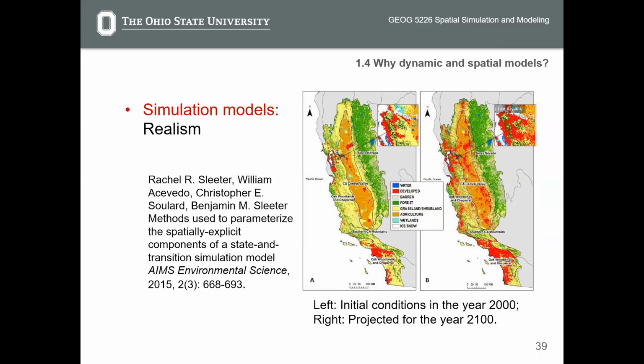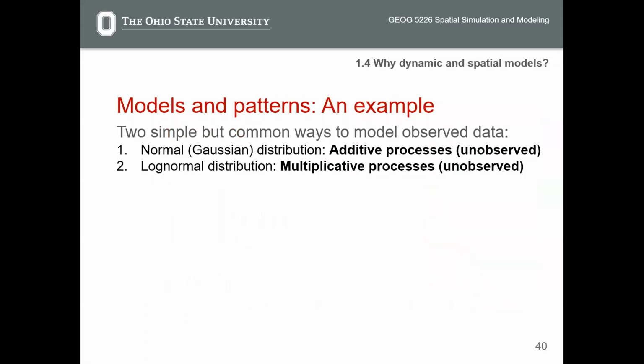Analytical models and empirical models, they are two extremes. Realism is somewhere between them. Simulation models, they are somewhere between them. And some examples here using models to address patterns. Two simple but common ways to model observed data.